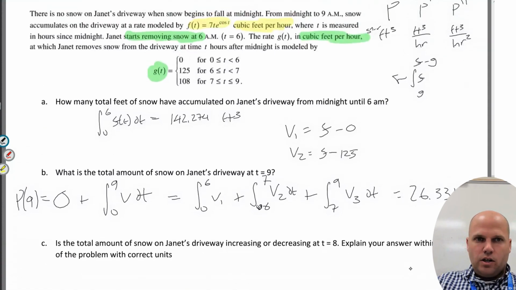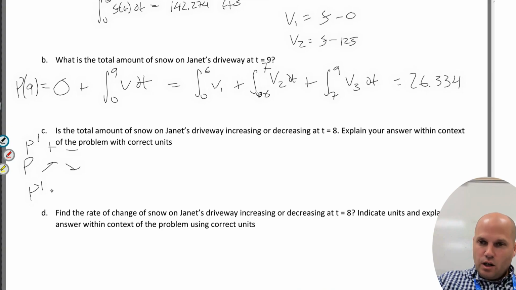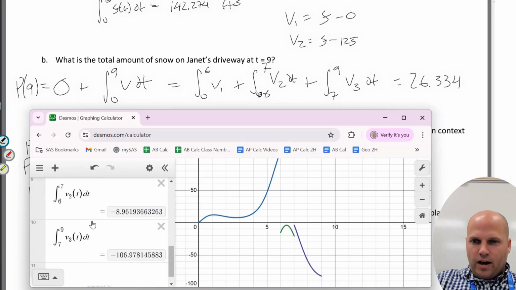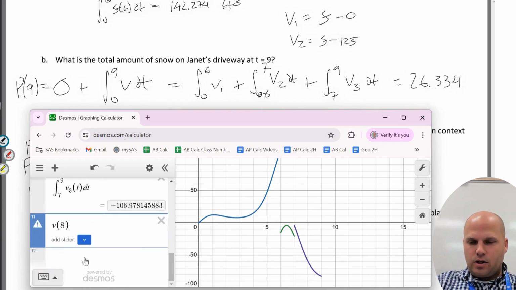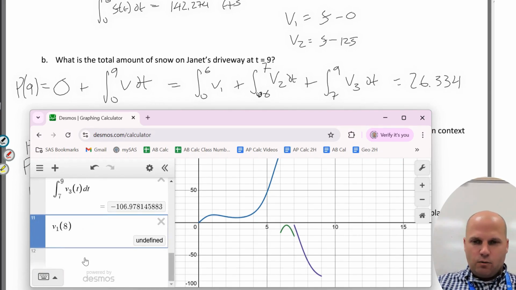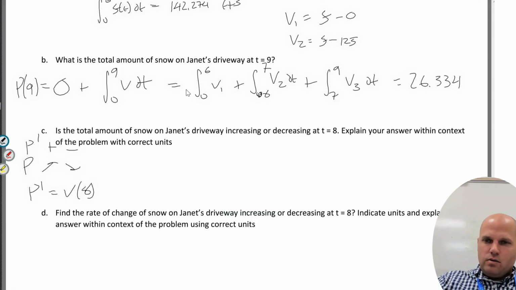Is the total amount of snow increasing or decreasing? Oh, I've got to look at my derivative. My derivative is my velocity at 8. Well, if I do V of 8, I can see it's like, what are you talking about? If I do V1 of 8, what are you talking about? If I do V2 of 8, what are you talking about? Because 8 exists for that G3, and we're talking about over here. You get this negative 59.582.